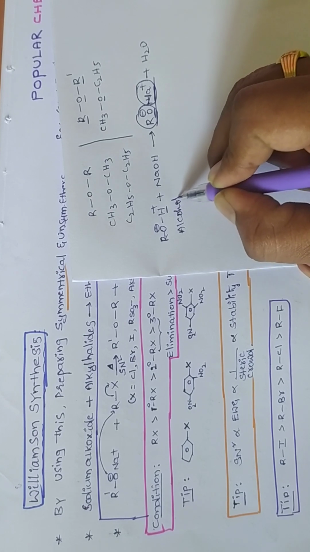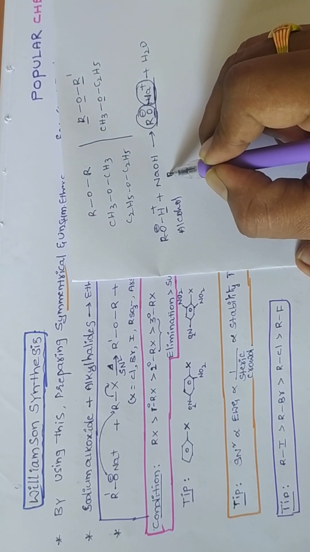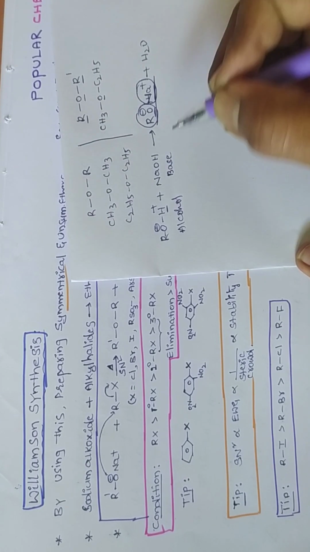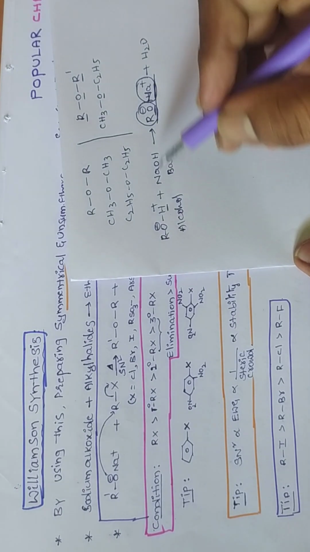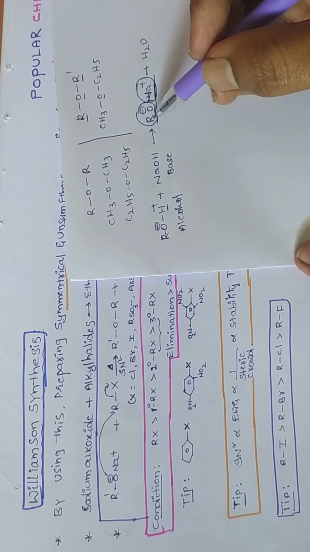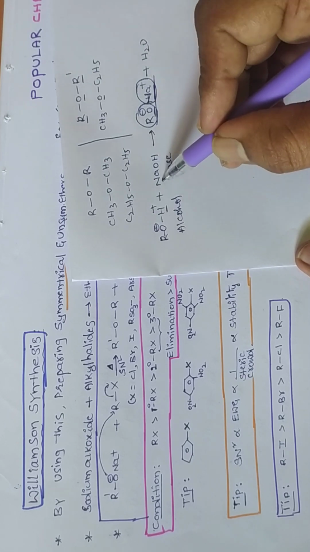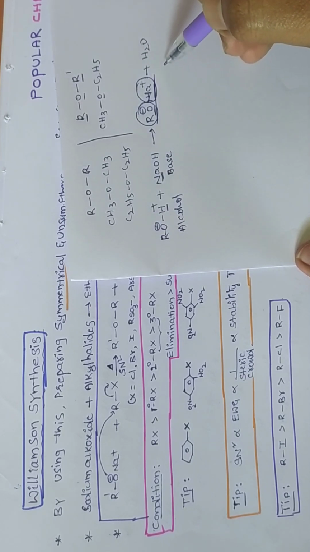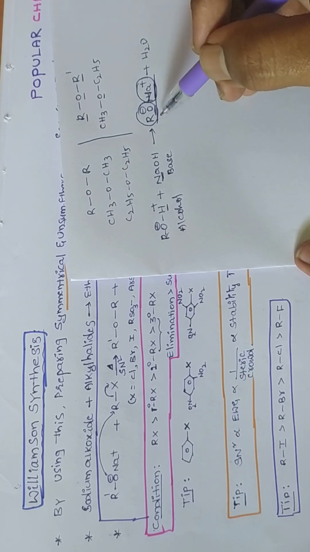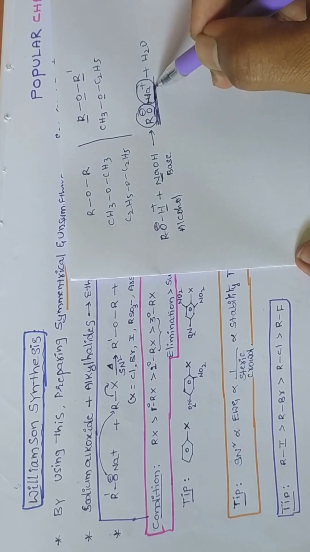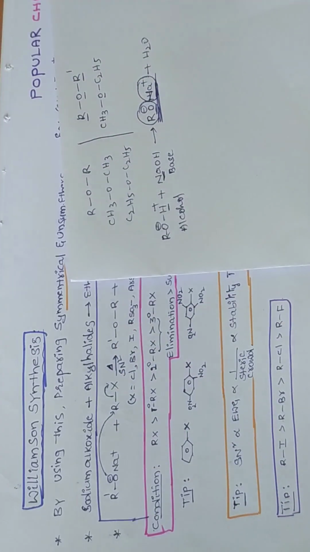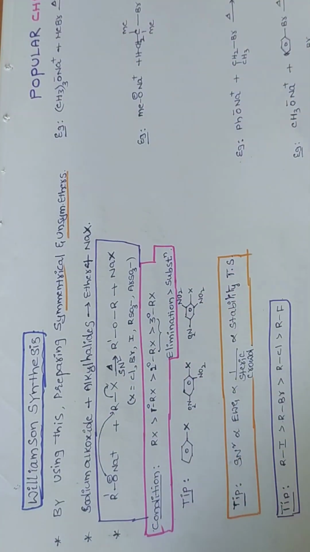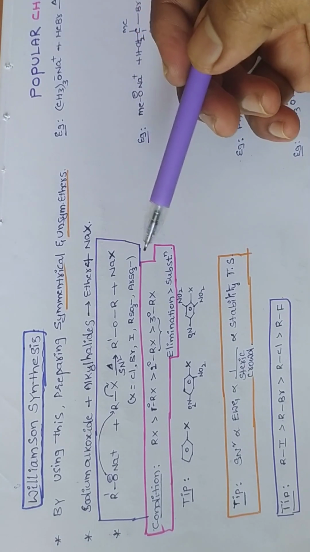Alcohols react with a base, either sodium hydroxide or potassium hydroxide. If it is sodium hydroxide, sodium alkoxide is formed. If it reacts with potassium hydroxide, we get potassium alkoxide. This is the preparation of alkoxide, sodium alkoxide. Next, what are the conditions of a Williamson synthesis reaction?